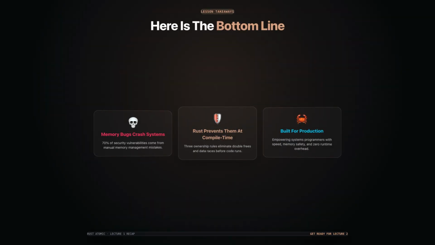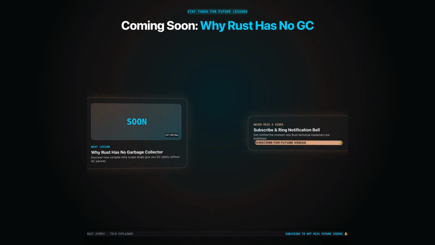So here's the deal. Memory bugs crash systems. Rust prevents them at compile time with 3 rules and zero runtime cost. The world's biggest engineering teams trust it. Next up, why Rust has no garbage collector and why that's a feature, not a bug.